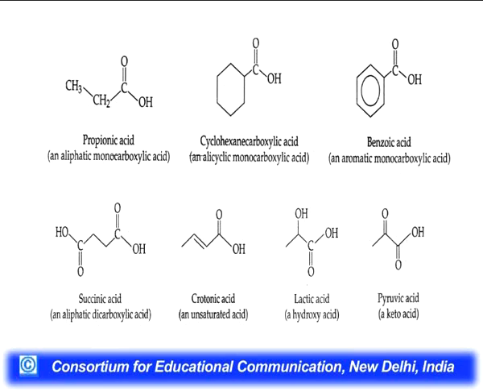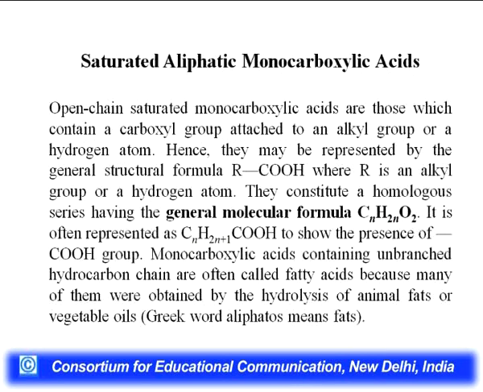Propionic acid, an aliphatic monocarboxylic acid. Cyclohexane carboxylic acid, an alicyclic monocarboxylic acid. Benzoic acid, an aromatic acid because the phenyl group is there. Succinic acid, a dicarboxylic acid as 2 carboxyl groups are there. Crotonic acid, because a double bond is there, we can say it is an unsaturated acid. Lactic acid, because one more hydroxyl group is there, it is a hydroxy acid. And pyruvic acid, a keto acid. So these are the examples with another functional group.